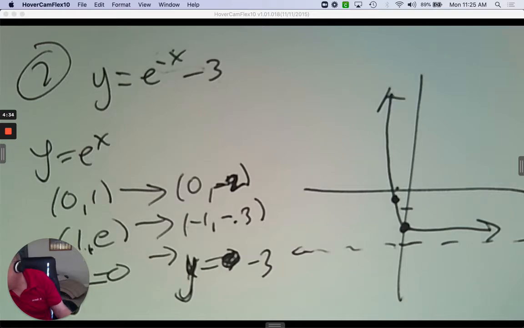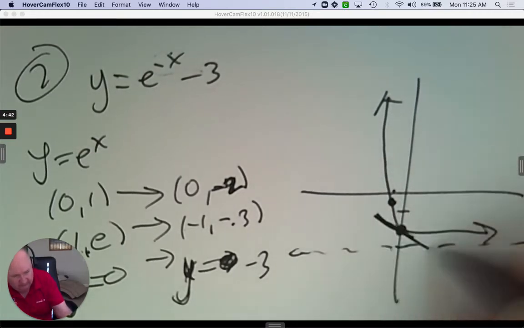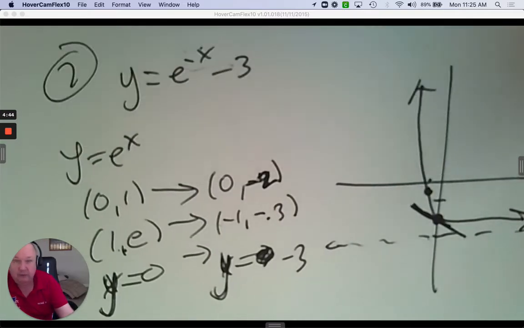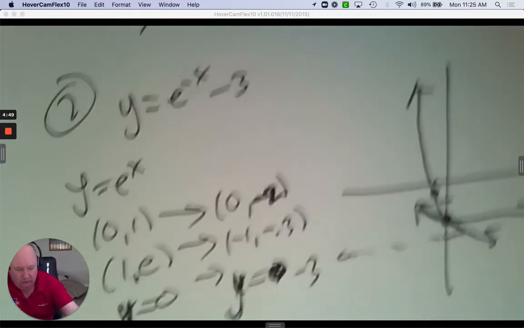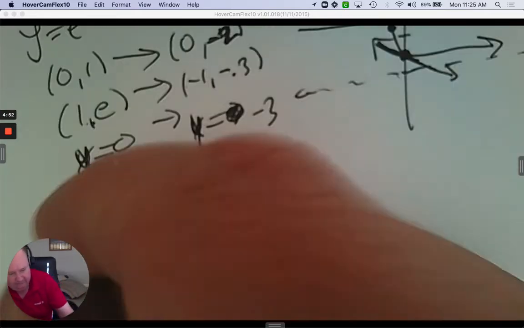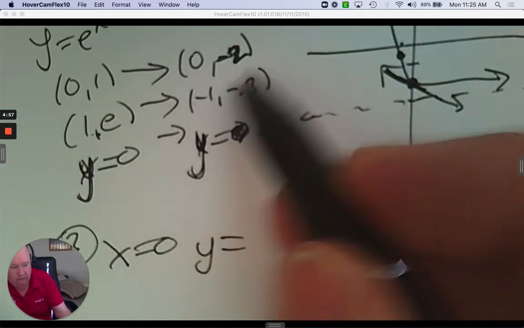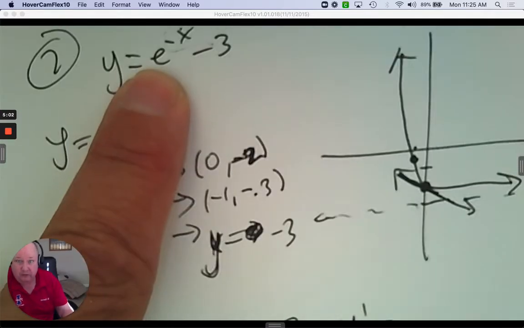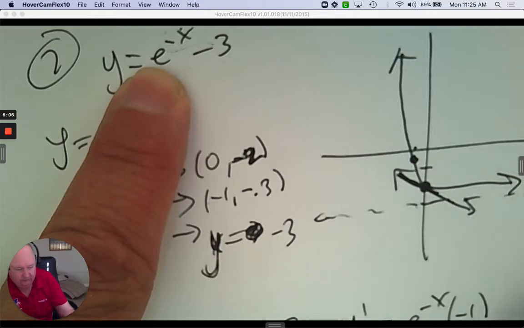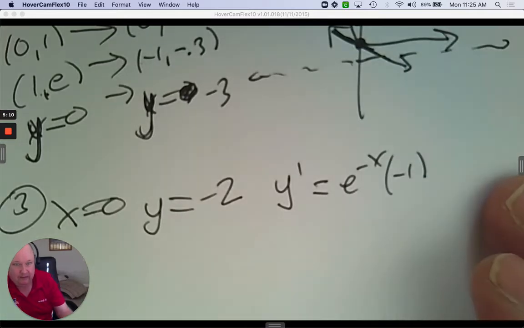Number 3, write an equation for the line tangent at x equals 0. So do you see x equals 0 here? If I drew the tangent line here, that's what the tangent line would look like. What's the equation of that tangent line? At x equals 0, y at that point is negative 2, and then I need the derivative. So the derivative of e to the negative x minus 3 is e to the negative x, times the derivative of negative x, which is negative 1.